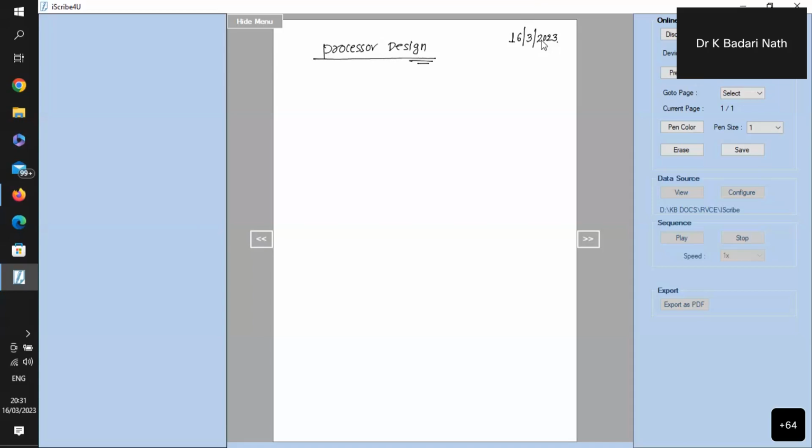So what is our purpose? We should be able to learn what is present inside the processor, that is, the different blocks and how they are connected. If I give any one instruction in the machine level language, how will that instruction be executed? I should be able to support that.